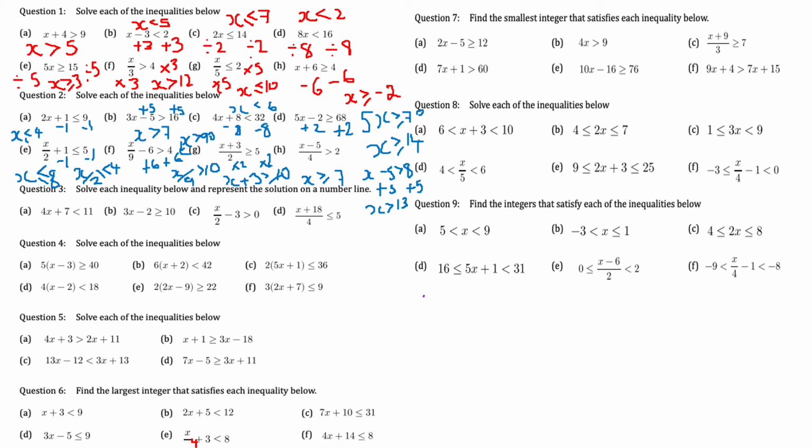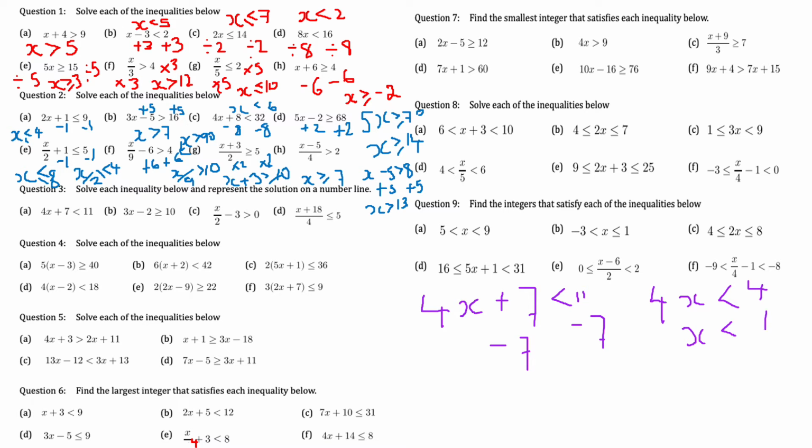So if we solve 4x plus 7 is less than 11, in the same way as we did in question 2, subtract 7 on both sides. So we get 4x is less than 4. And then dividing both sides by 4, we get that x is less than 1.